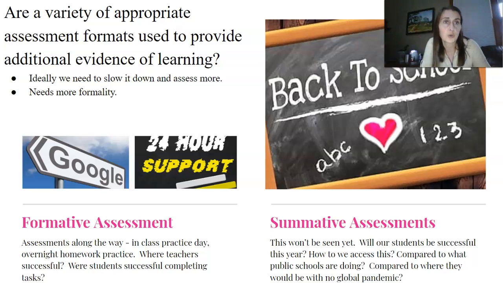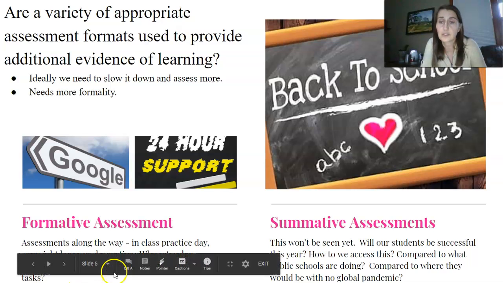What do we need to know? The major thing is, will our students be successful this year? And how do we assess this? What are we going to compare it to? Do we still have in place pre-global pandemic measures? Do we want our students to perform as though they hadn't missed any school at all? That would be fantastic, but that's probably not a reality. So honestly, I don't know what the summative assessments look like quite yet.